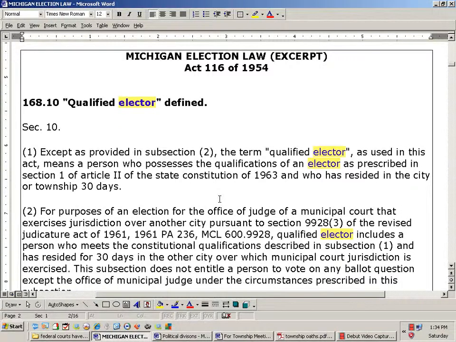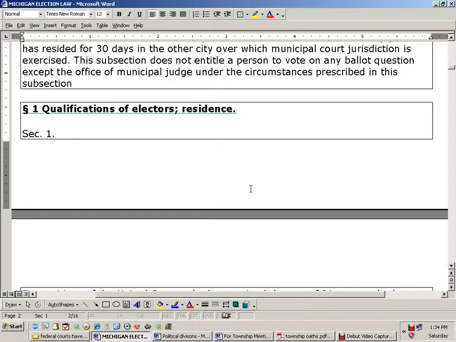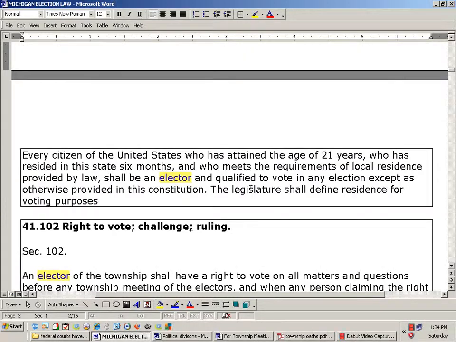So, and I'm going to skim through this stuff really quick here, but we've talked about this before. What makes a qualified elector? Any person who possesses the qualification of elector as prescribed in Section 1, Article 2, State Constitution, reside in the city for 30 days, right? So first of all, you got to reside in the city for 30 days to be a qualified elector. And qualifications of electors was this: every citizen of the United States who has attained the age of 21, who has resided in the state 6 months, and meets requirements of local residence 30 days provided by law, shall be an elector and qualified to vote in any election except as otherwise provided in this Constitution.